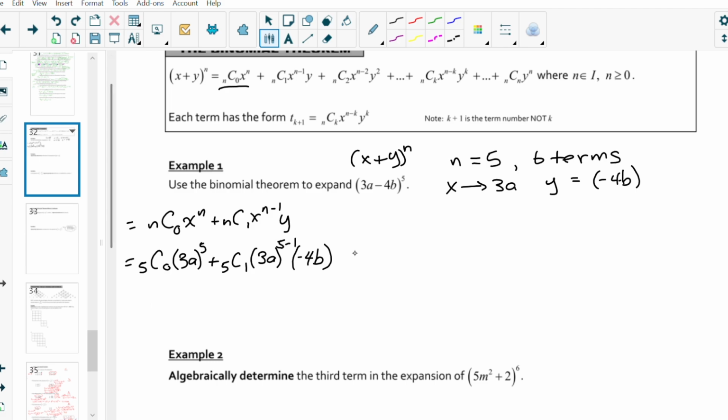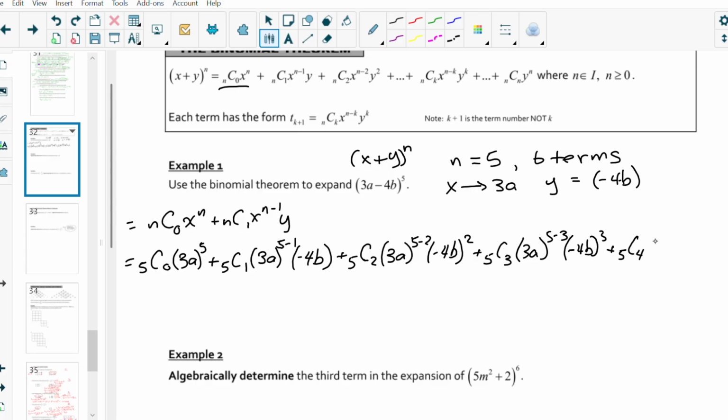Okay, and then the pattern's just going to keep going. So let's finish the pattern. 5C2, 3a to the 5 minus 2, negative 4b squared, plus 5C3, 3a to the 5 minus 3, negative 4b to the third, couple more to go, plus 5C4, 3a to the 5 minus 4, times negative 4b to the fourth, and then plus 5C5, 3a to the 5 minus 5, and negative 4b to the fifth.